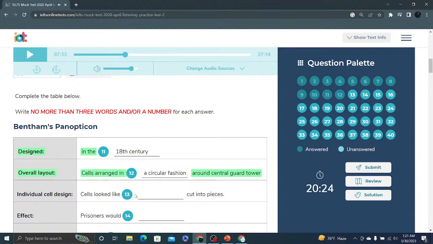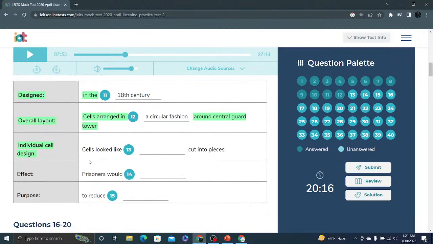Okay, I hope you got it. Now let's listen for question number 13. Individual cell design. Cells looked like blah blah cut into pieces. Okay, let's listen.